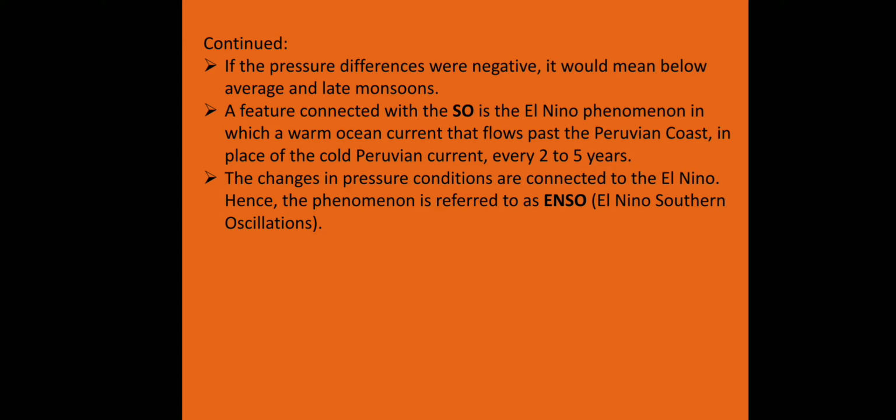A feature connected with Southern Oscillation, or SO, is the El Nino phenomenon, in which a warm ocean current flows past the Peruvian coast in place of the cold Peruvian current every 2 to 5 years. The changes in pressure conditions are connected to the El Nino. Hence, the phenomenon is referred to as ENSO, or El Nino Southern Oscillations.